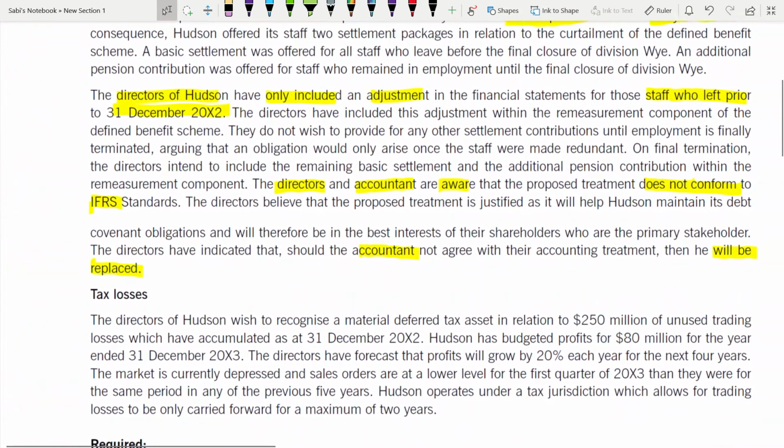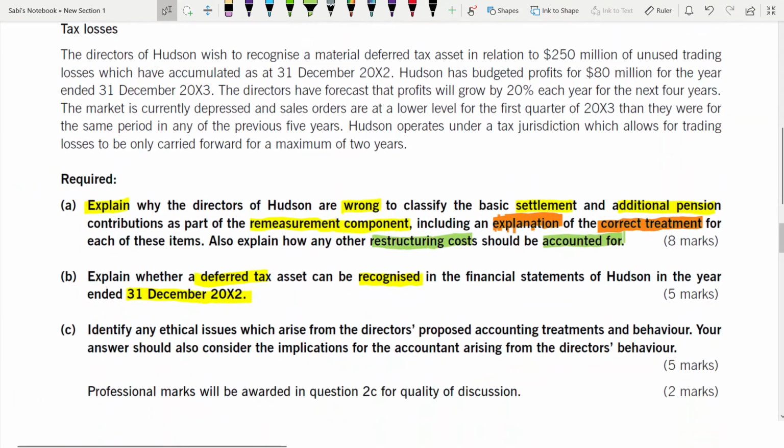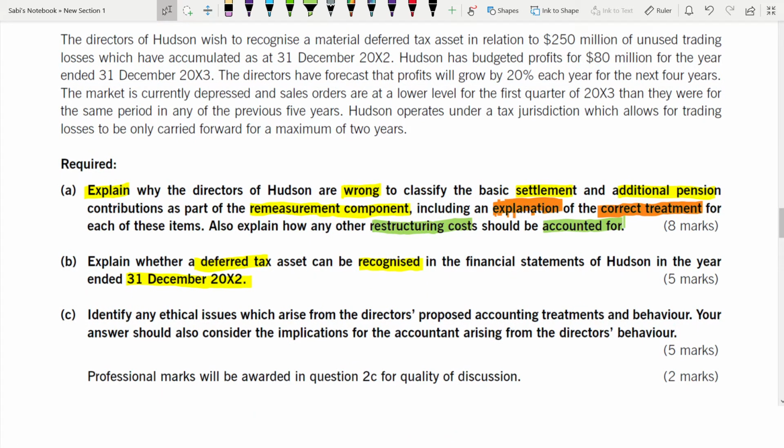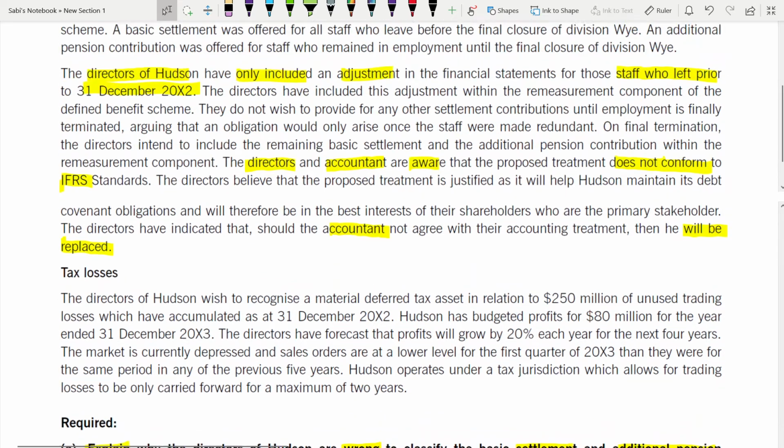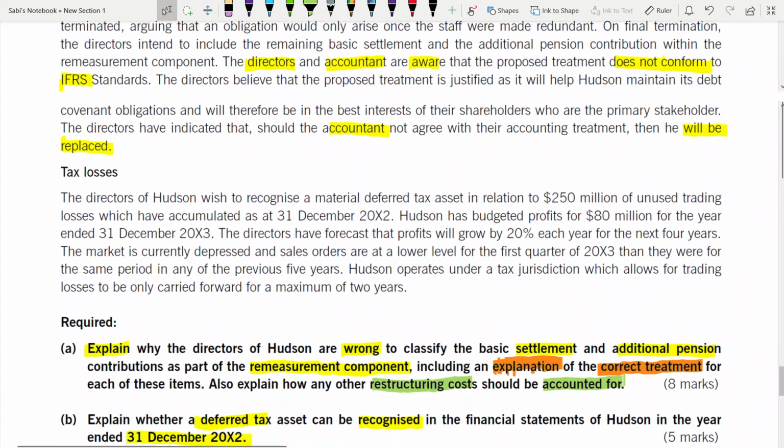For part B, we have to read about tax losses, because part B asked how a deferred tax asset, whether it will be recognized or not. So for that, tax losses we will read. The directors of Hassan wish to recognize a material deferred tax asset in relation to 250 million of unused trading losses, which have accumulated as of 31st December 2002.